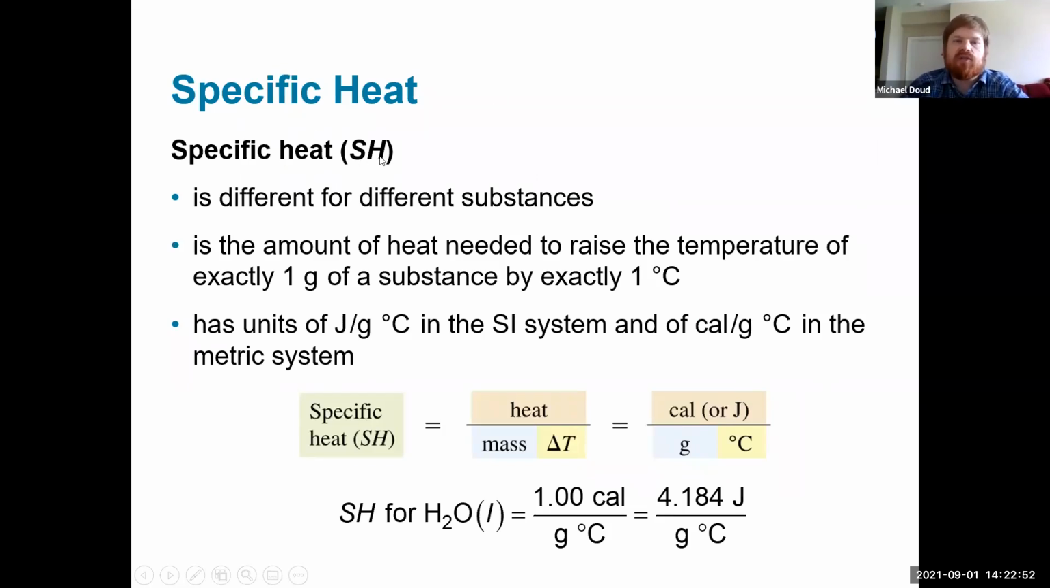So specific heat, which is abbreviated as capital S, capital H, will be different for different substances, right? But it is defined as the amount of heat that's needed to raise the temperature of exactly 1 gram of a substance by exactly 1 degree Celsius. And this is something that you've known as practical knowledge for a long time, even if you don't really think about it.